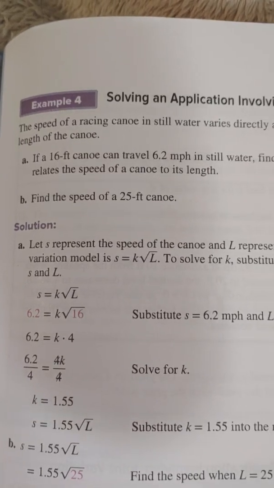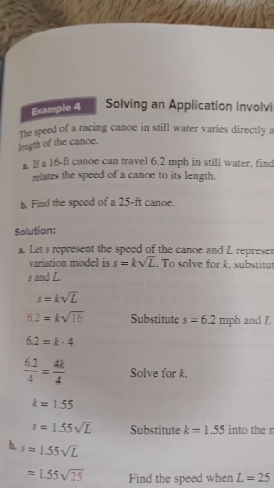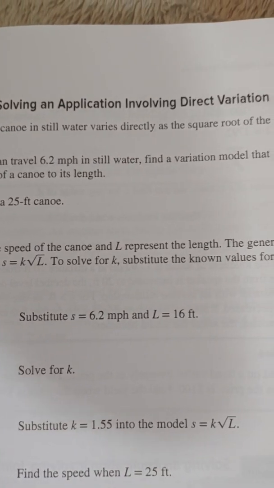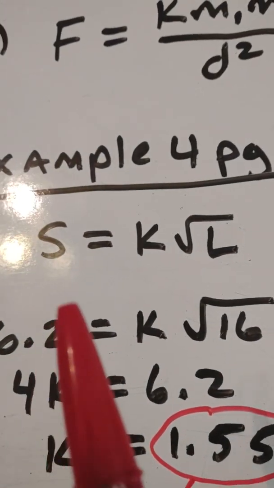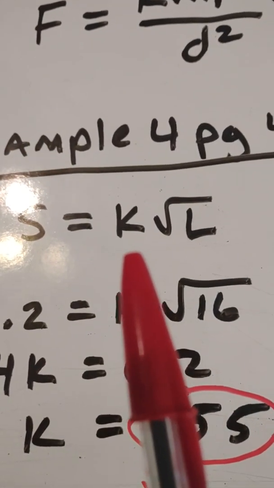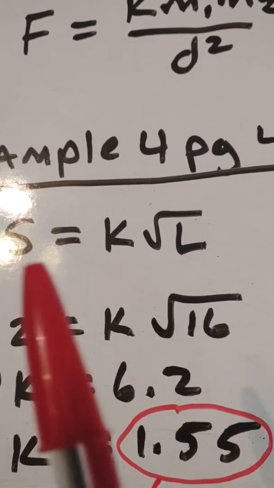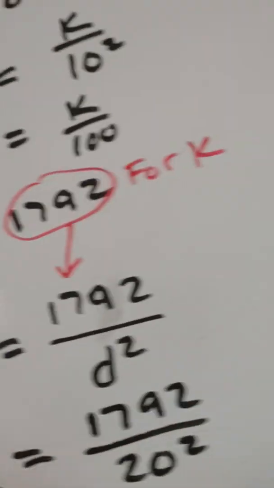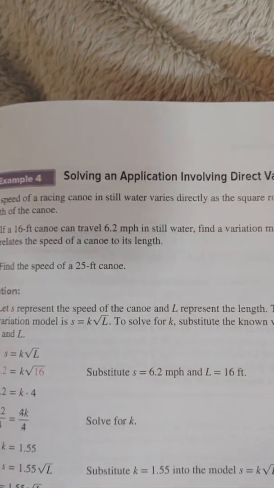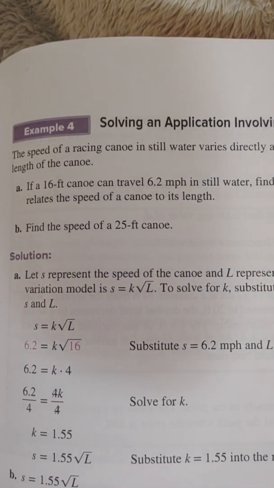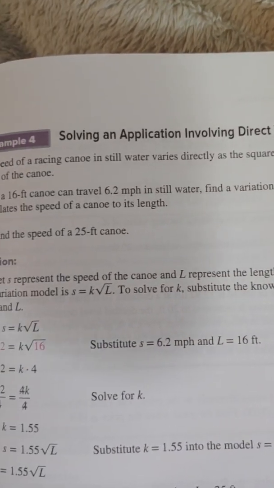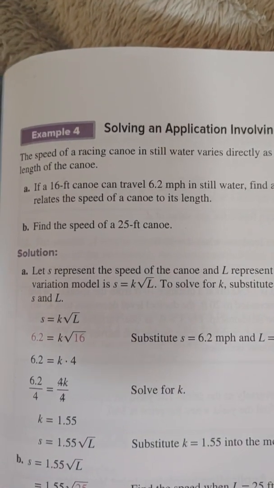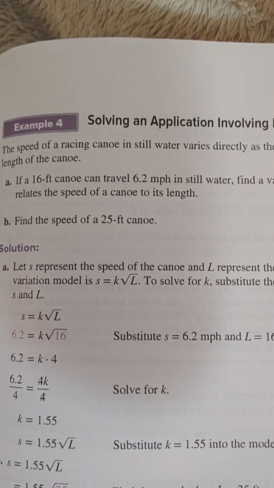This one is example 4. The speed of a racing canoe in still water varies directly as the square root of the length of the canoe. So our formula becomes speed S equals K, our constant of variation, times the square root of L, because it's a direct variation. Part A says if a 16-foot canoe can travel 6.2 miles per hour in still water, find a variation model, meaning an equation, that relates the speed of a canoe and its length.